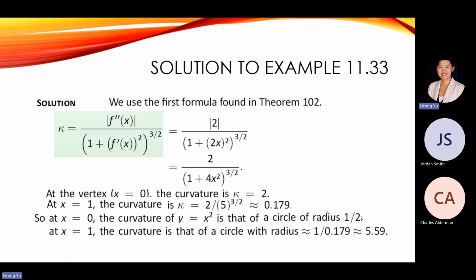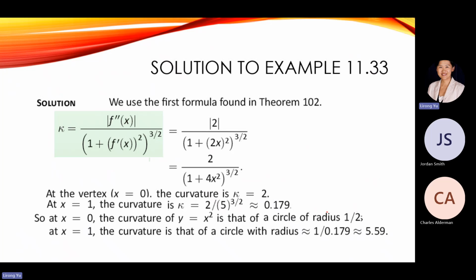So at x equal to 0, curvature equal to 2. At x equal to 1, curvature equals 2 over 5 to the 3/2 power. That's 0.179. So curvature is really small at 1, but really big at 0. You can also draw the parabola. You can see at 0 is the biggest turn, and at all the other points it's a small turn or almost no turn at a certain point.